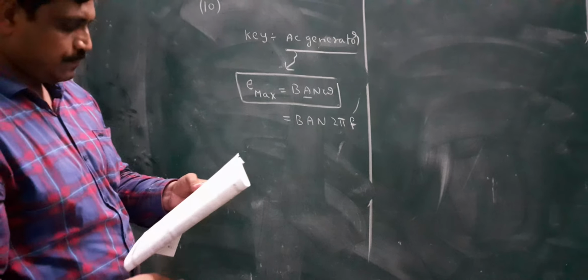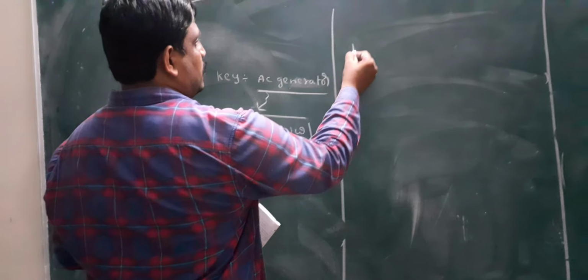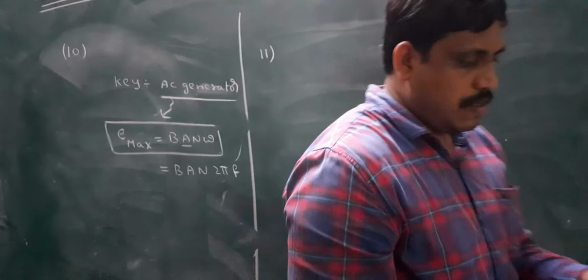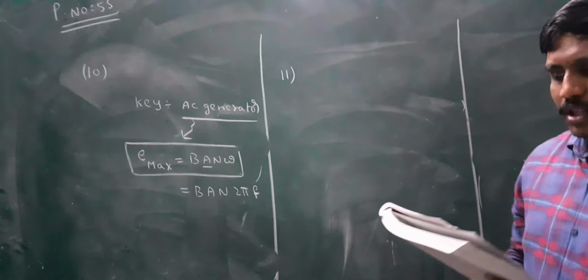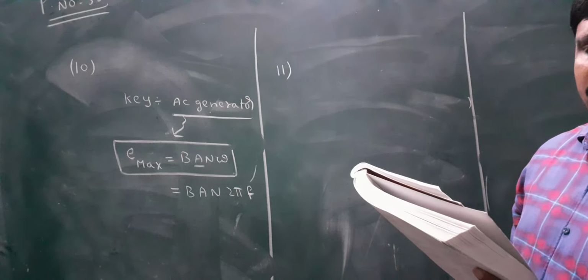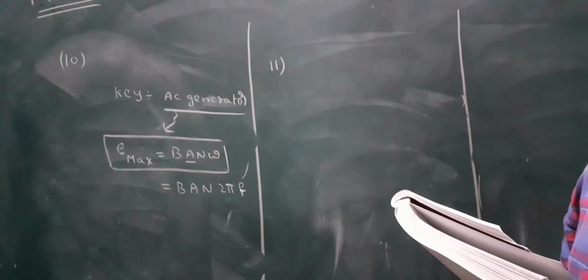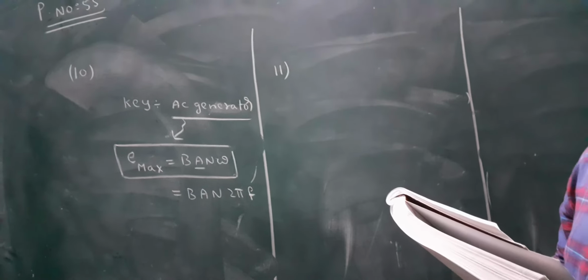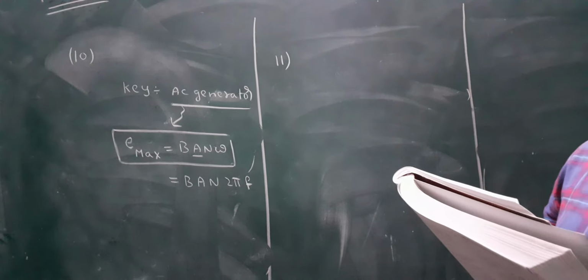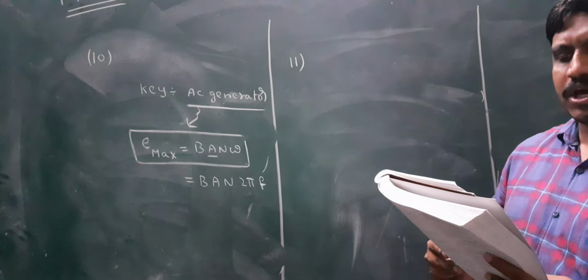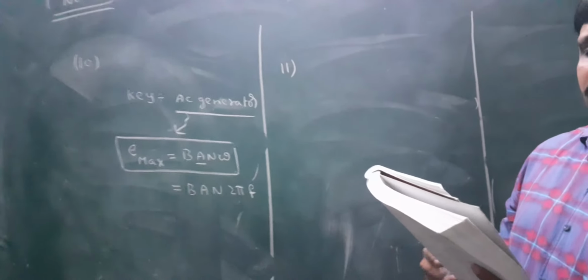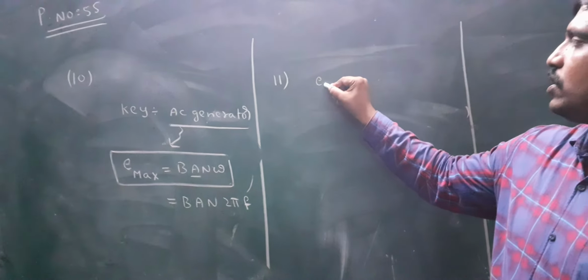Look here, the last question, question number 11. A square loop of side a, circular coil area is 8 meter square. Number of turns is 20. Here find the induced EMF.